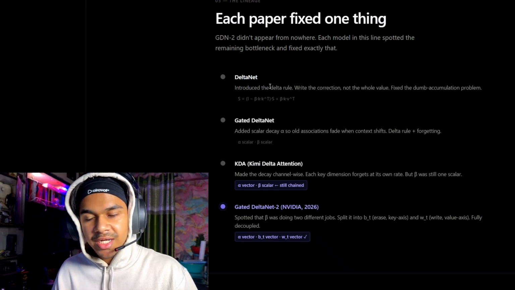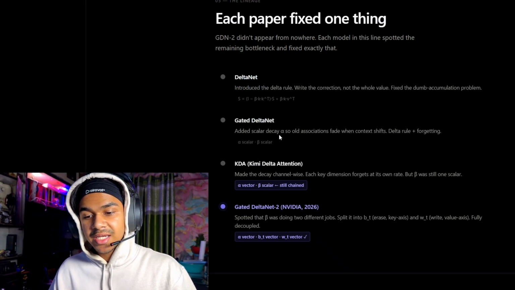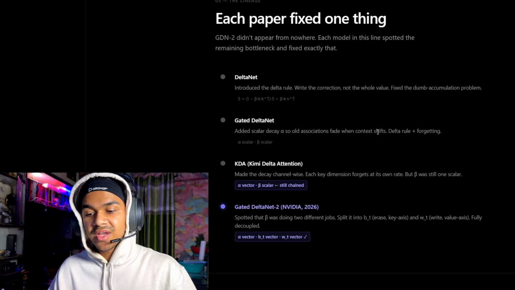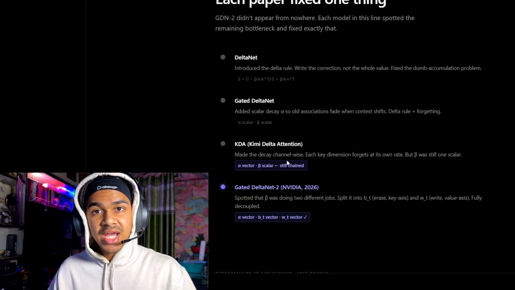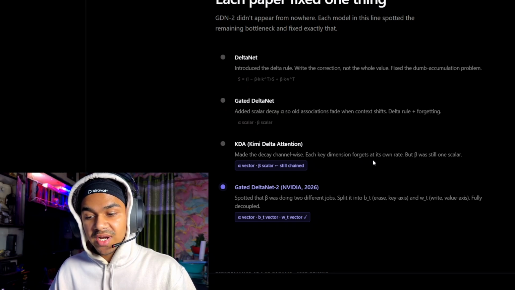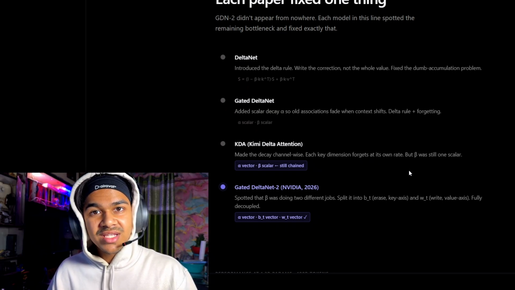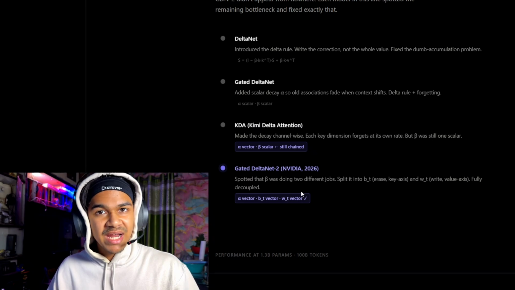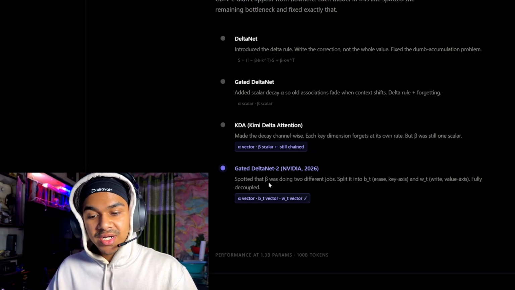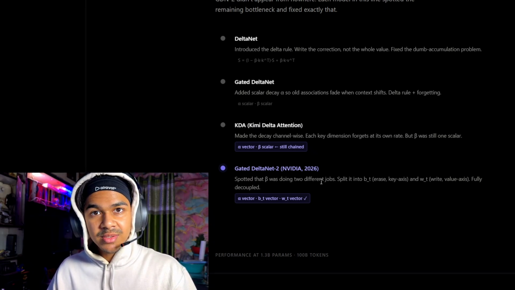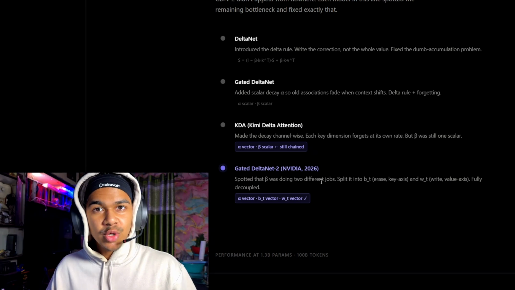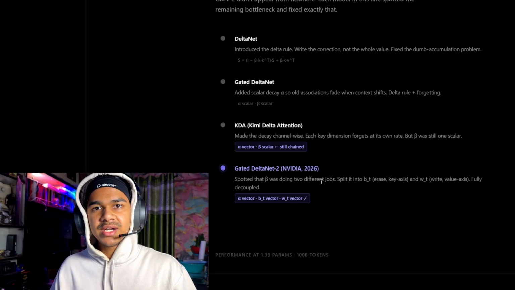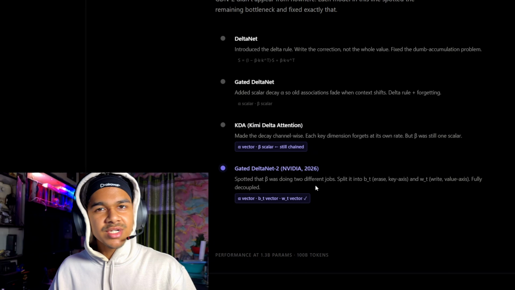DeltaNet introduced the delta rule. Gated DeltaNet added scalar decay, so old associations fade away when context shifts. KDA, Kimi Delta Attention, made the decay channel-wise. Each key dimension forgets at its own rate, but beta was still one scalar. And Gated DeltaNet-2 by NVIDIA finally fixed that. They spotted that beta was doing two different jobs, and the two weren't correlated to each other. So they separated it. As simple as that. It sounds obvious now, but the hard part was finding the constraint, as I said. NVIDIA researchers did a very amazing job.